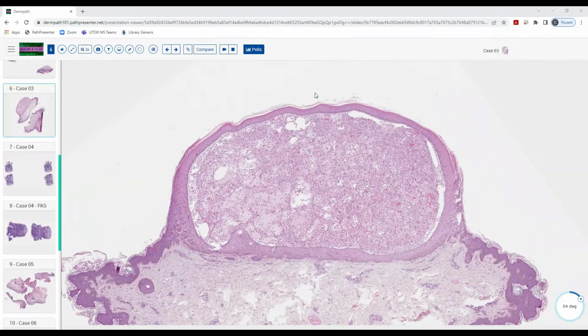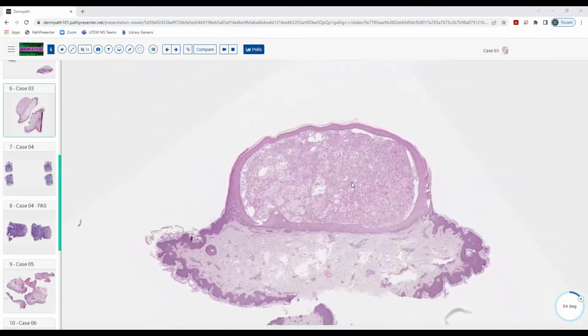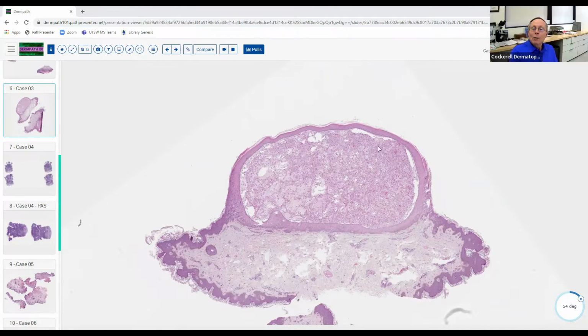So this is a neoplasm of some sort. And I think it almost looks like a soft little papule filled with something. Yeah, good. It's a papule. And what do we call this phenomenon right here?